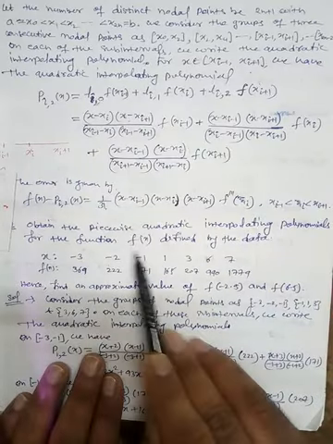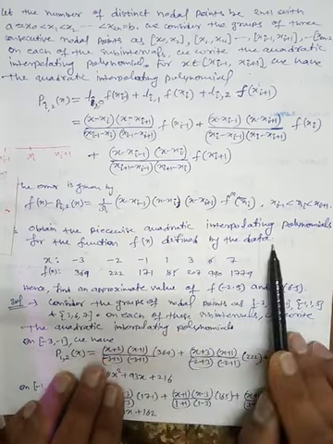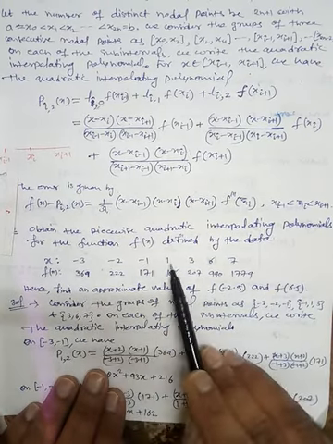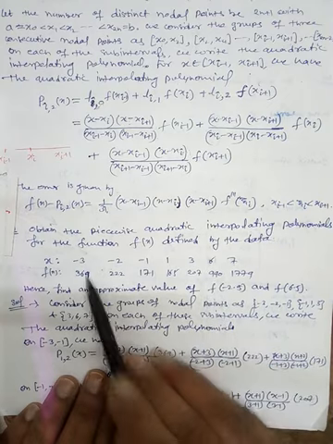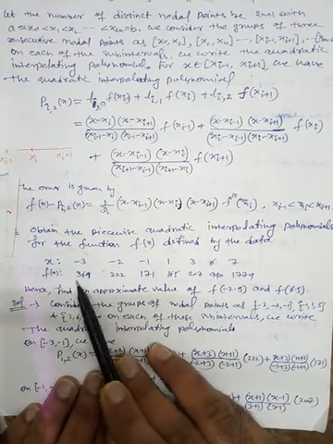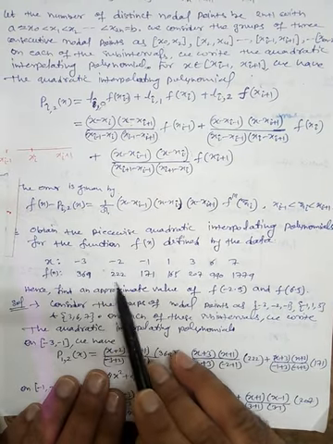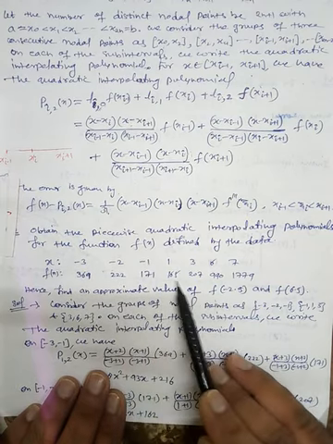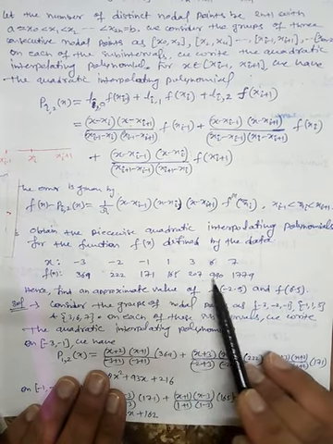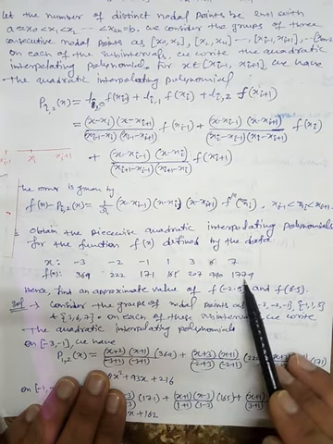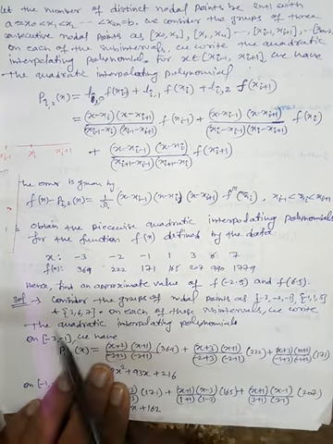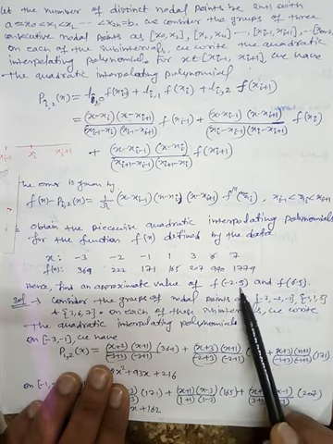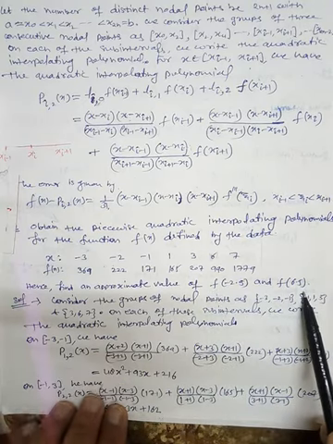So obtain the piecewise quadratic interpolation polynomial for the function f of x defined by the data. Data is this: x is minus 3, minus 2, minus 1, 1, 3, 6, 7. Corresponding values of f are 369, 222, 171, 165, 207, 990 and 1779. Okay. Hence find an approximate value of f at minus 2.5 and f at 6.5.